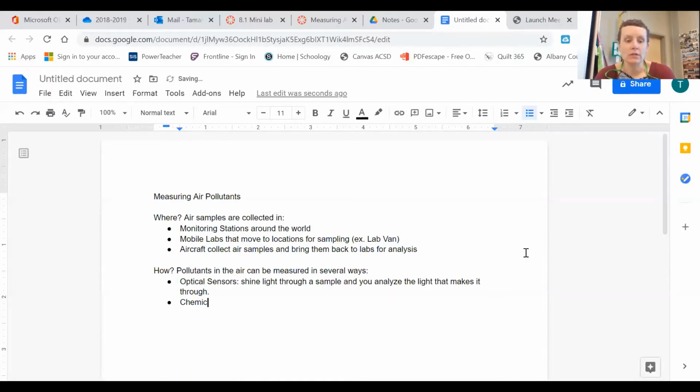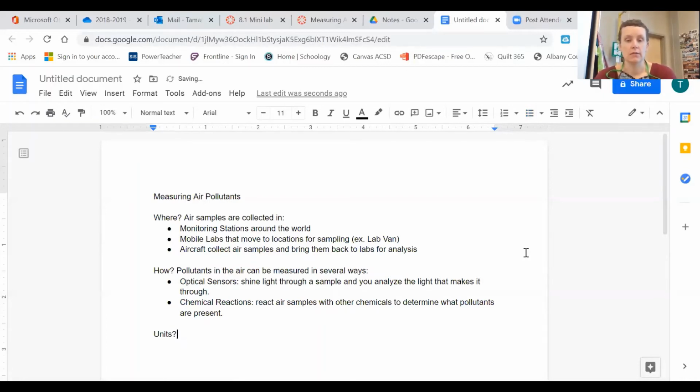Chemical reactions is another way that we can analyze a sample of air, okay? We react air samples with other chemicals to determine what pollutants are present.